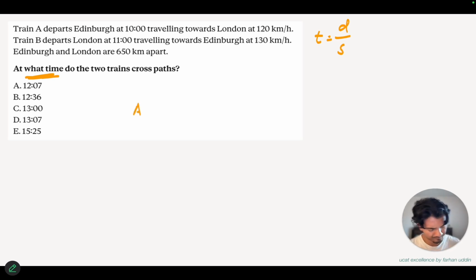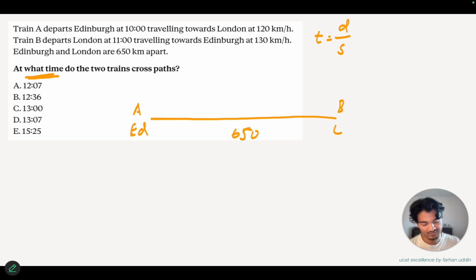So we've got train A that leaves from Edinburgh, and then we've got train B that leaves from London. The distance between them is 650 kilometers. At 10 a.m., train A departs at 120 kilometers per hour, and then train B departs at 11 a.m. So the difference between those two is an hour. In other words, train A has traveled for 1 hour before train B even departs.